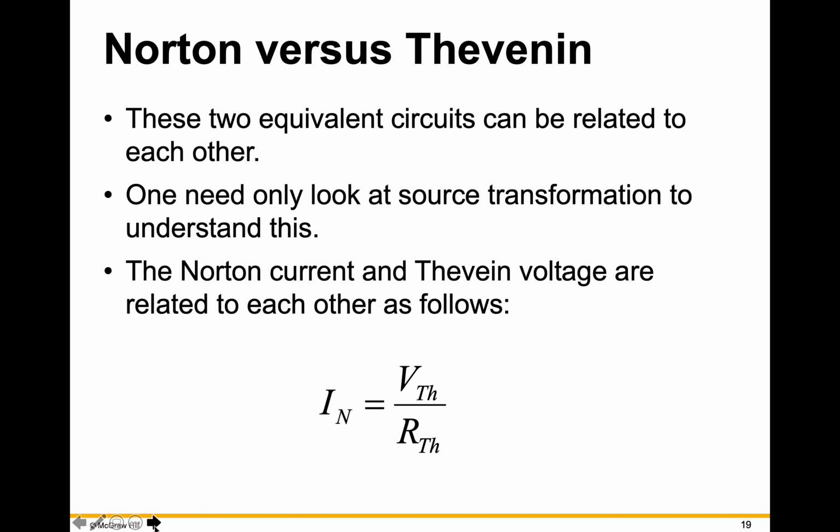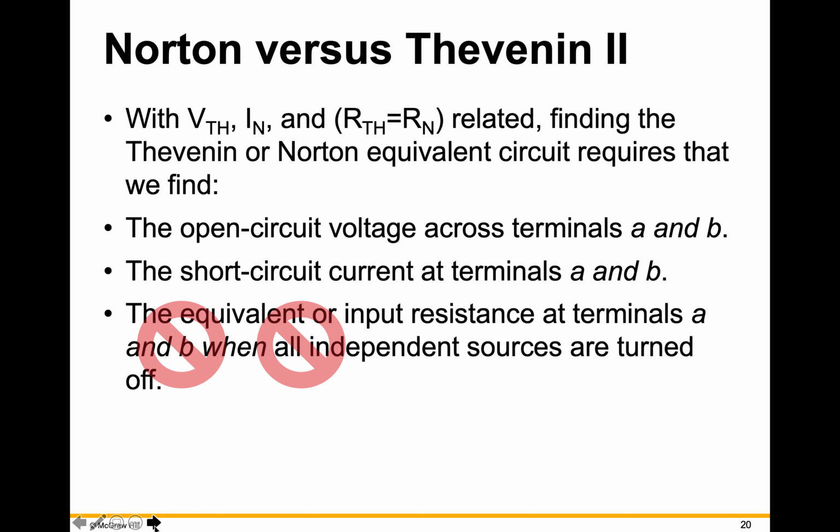Once again, they can be related to each other, looking at source transformation. So in some circuit arrangements, it is possibly easier to find the Norton equivalent circuit and then transform to Thevenin using source transformation, or vice versa.